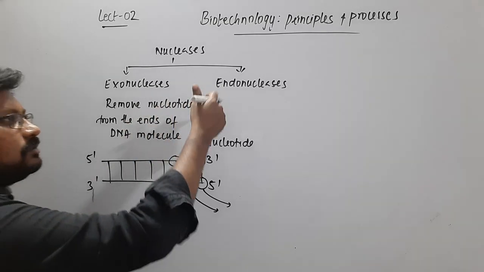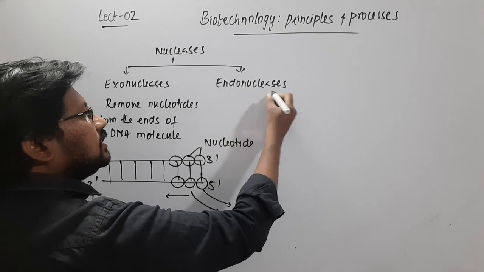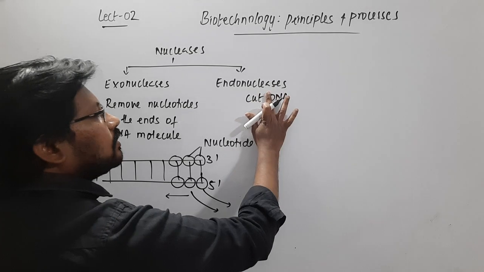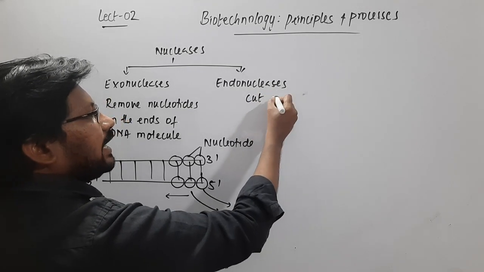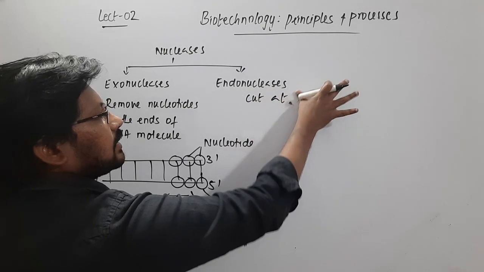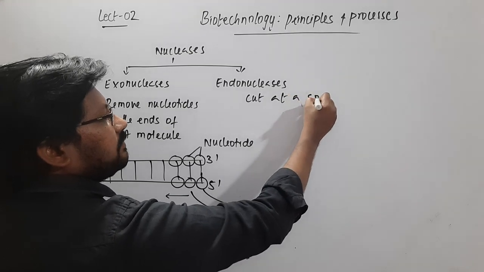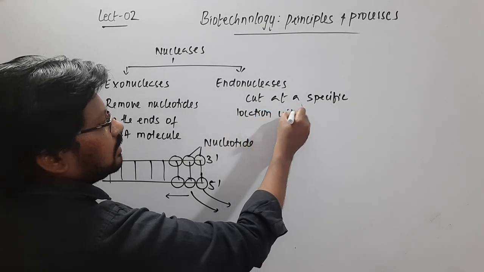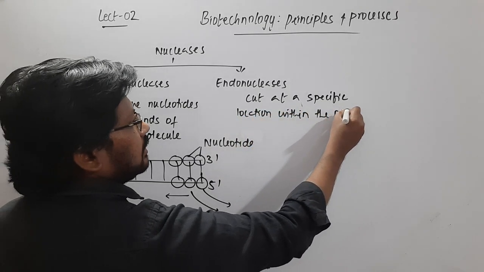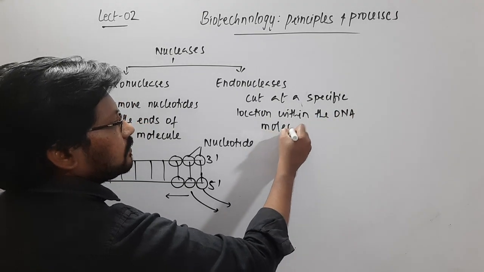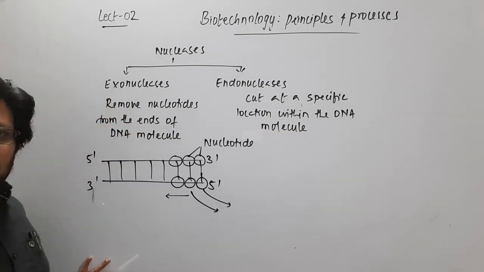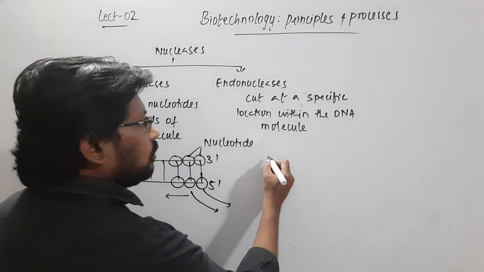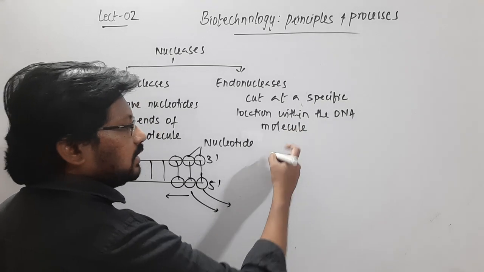Coming to endonucleases, in this case they are going to cut the DNA at a specific location within the DNA molecule. I hope you understood the difference between exonucleases and endonucleases. Here they are going to cut at a specific location within the DNA molecule.